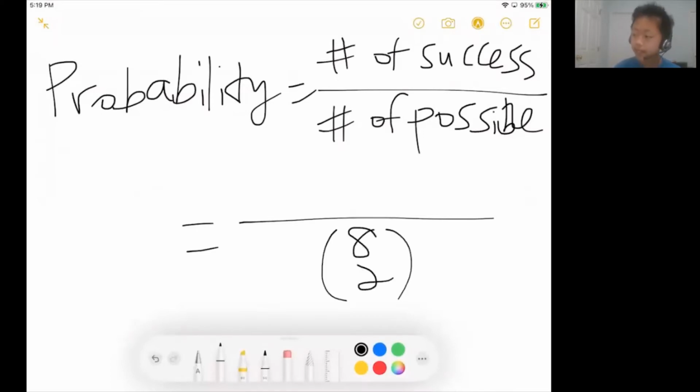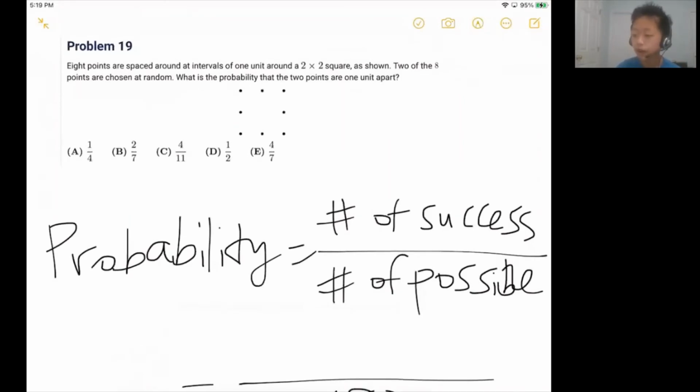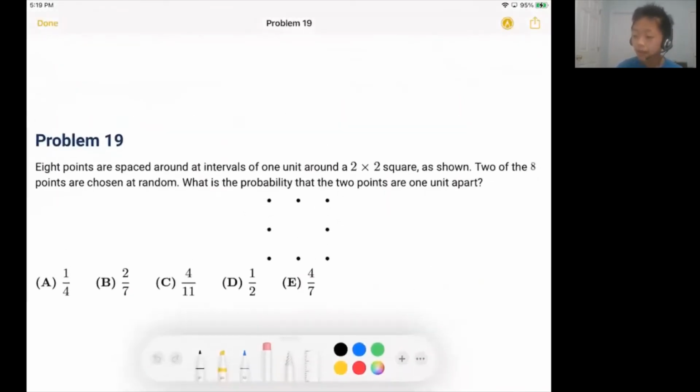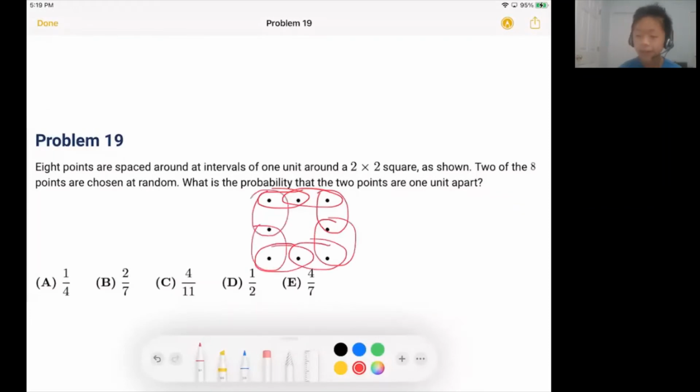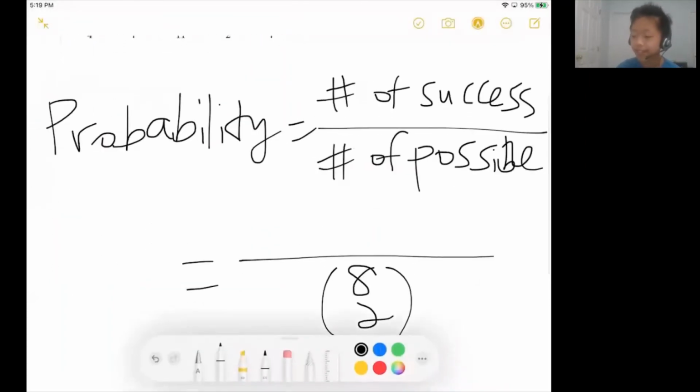Now for the number of successes, we want the probability that the 2 points are 1 unit apart. To count that is pretty simple, right? There are exactly 8 possibilities. We have this pair of points, this pair, this pair, and so on. If we were to just count them one by one, we find that there are exactly 8 pairs of points that have a distance of 1 apart. So in this case, the number of successes would just be 8.